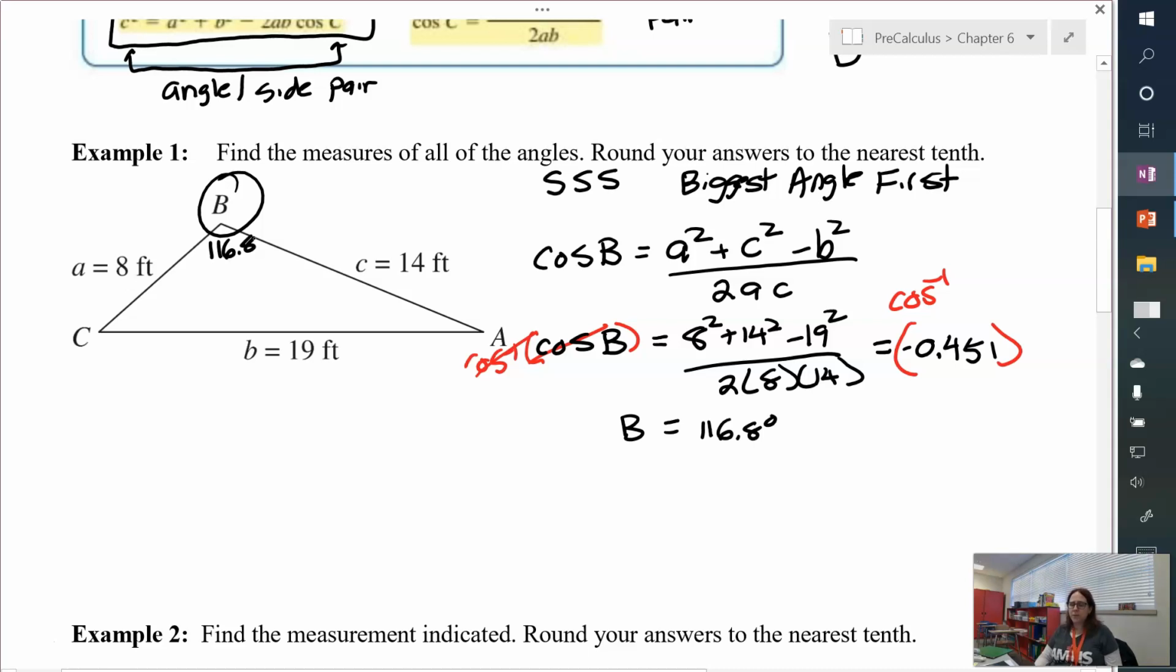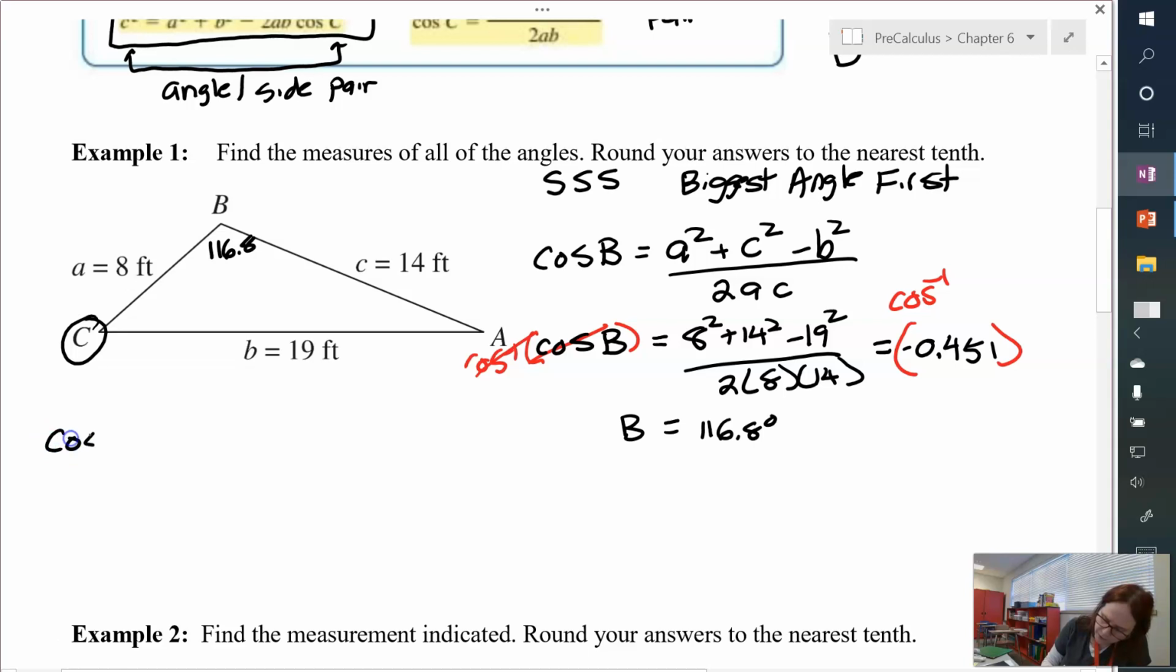At this point, you actually have a choice. You can do law of sines because I now have a complete angle side pair, or I could do law of cosines again. Let's just do law of cosines again because that's what we're practicing. I can find angle A or angle C. I'm just going to get C because it's right over here.